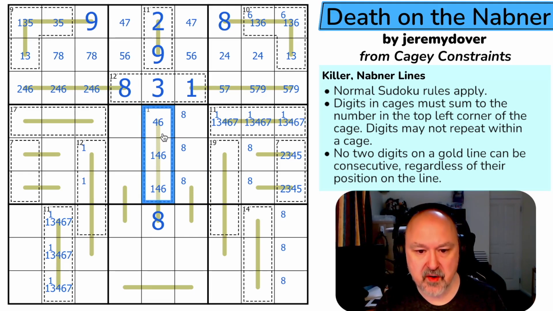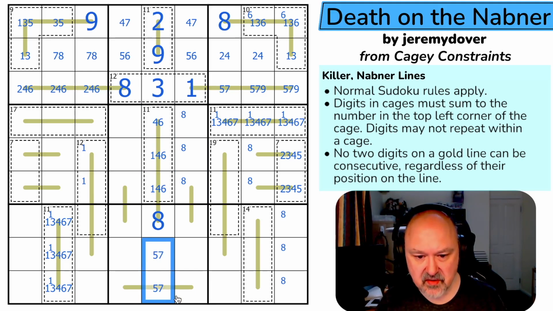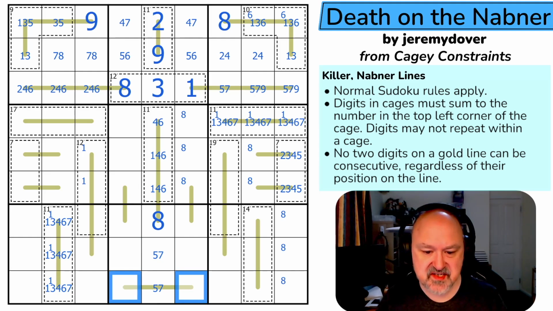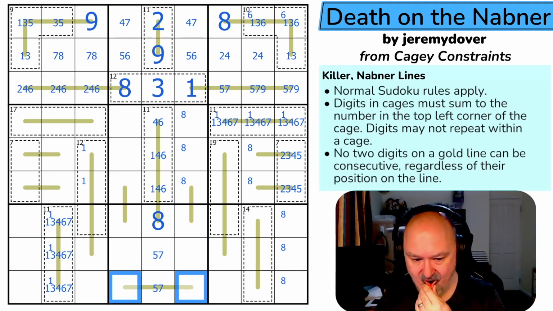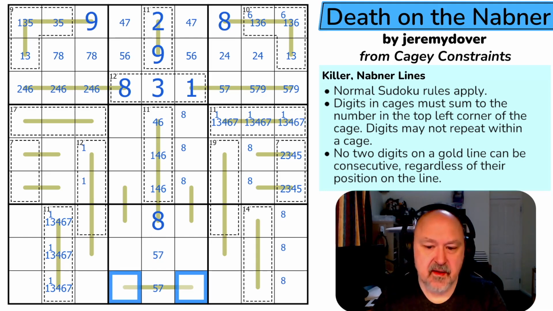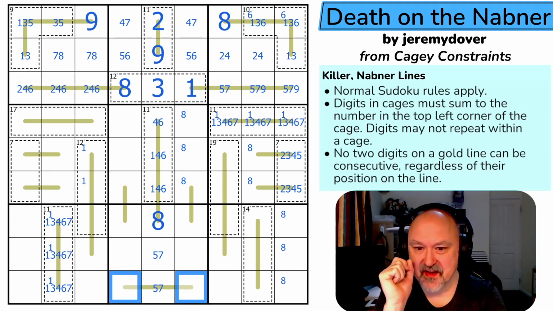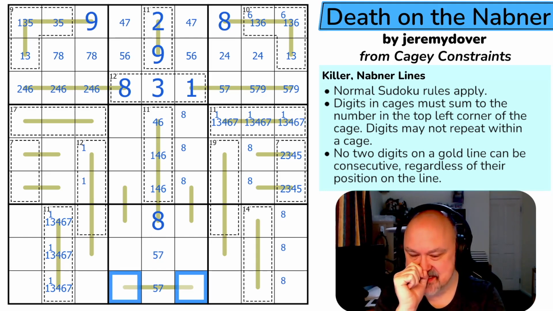I could have done the 3, 1 because there had to be a 1 in the 11 cage. And these are now known. 1, 2, 3, 4, 5, 6, 7. These are 5 and 7, which means there's no 6 on this line. I really do get the feeling if I was using the killer calculator, this would be easier.